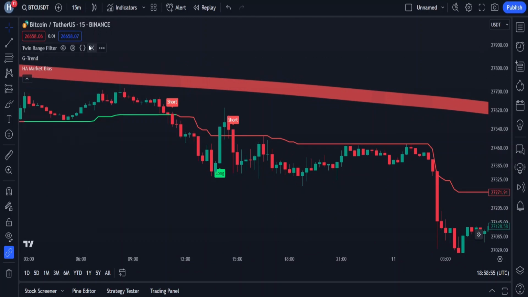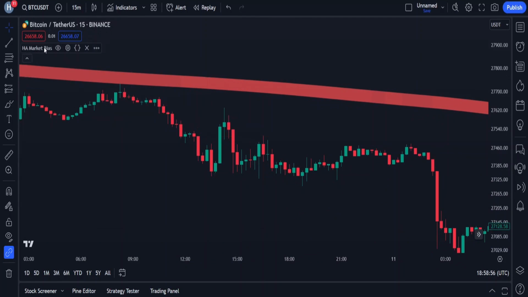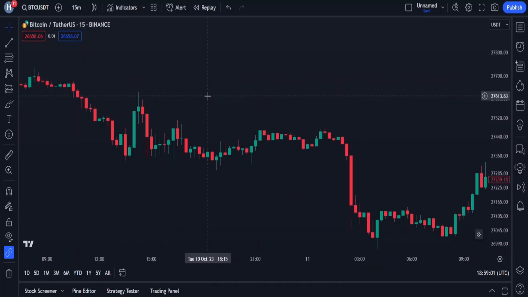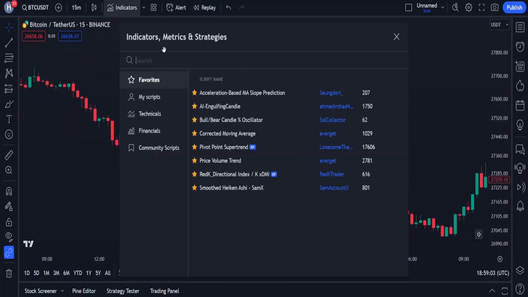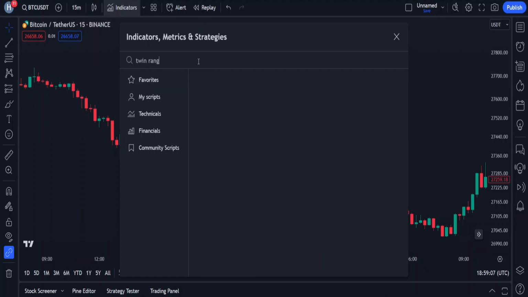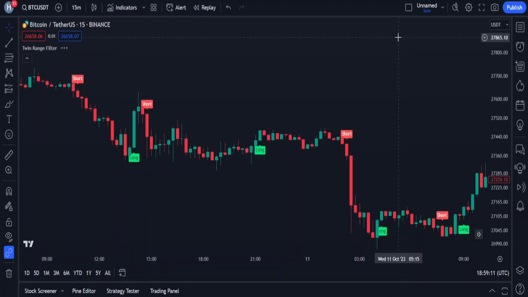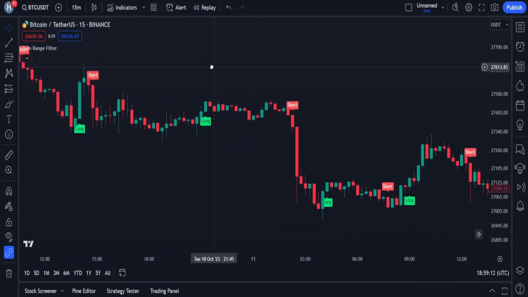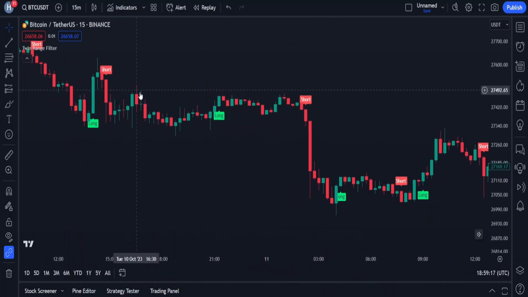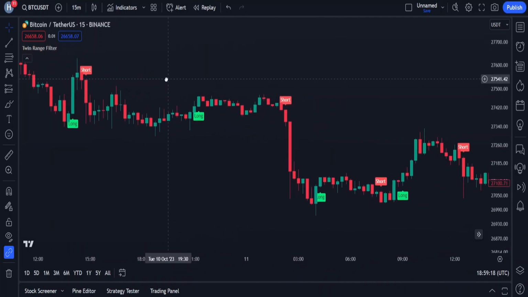Now I'll quickly cross out these indicators and remove them from the chart so I can explain the settings from the beginning. So first of all, let's add our main indicator to the chart. For that, we will click on the indicators option. And here we will search for twin range filter in the search bar, and then add this indicator to the chart. After adding the indicator to the chart, you can see this is just a simple buy and sell indicator, but we need to optimize this indicator to get better results from it.